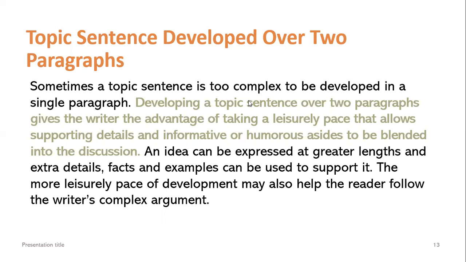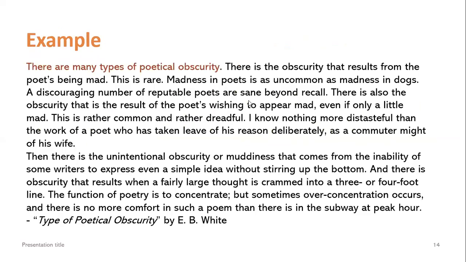So sometimes a topic sentence is too complex to be developed in a single paragraph. Developing a topic sentence over 2 paragraphs gives the writer the advantage of taking a leisurely pace that allows supporting details and informative or humorous asides to be blended into the discussion. An idea can be expressed at greater lengths, and extra details, facts, and examples can be used to support it. The more leisurely pace of development may also help the reader follow the writer's complex argument. So here we have an example, I should say.